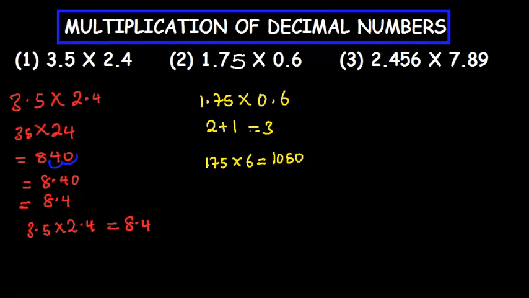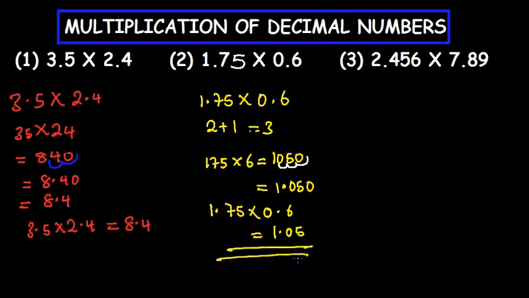Our number of decimal places here, we said, is 3. So we are going to count it this way, by saying 1, 2, 3. Right? So our final answer is going to be 1.050. Therefore, 1.75 multiplied by 0.6 is simply going to be 1.05. And this is it for this problem.